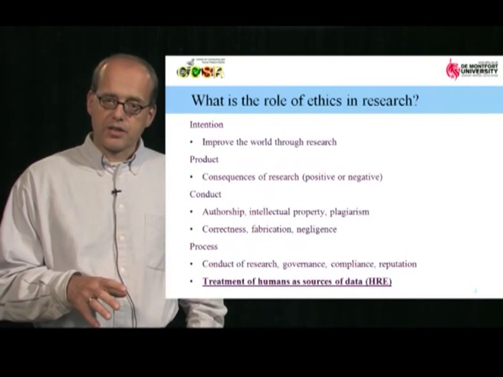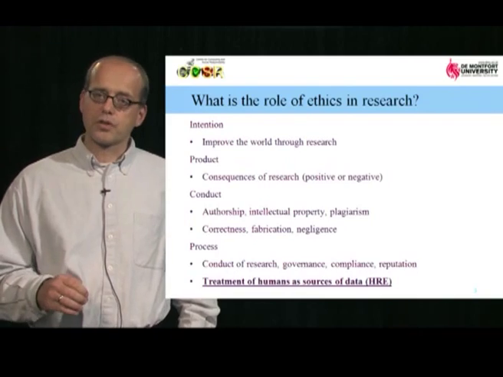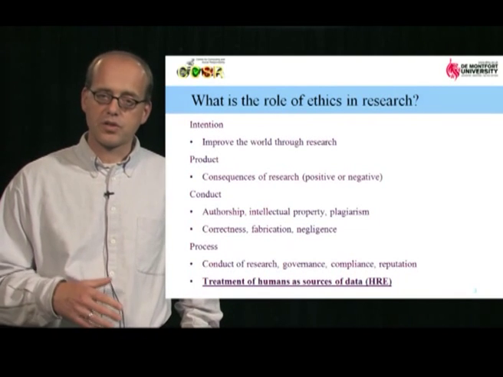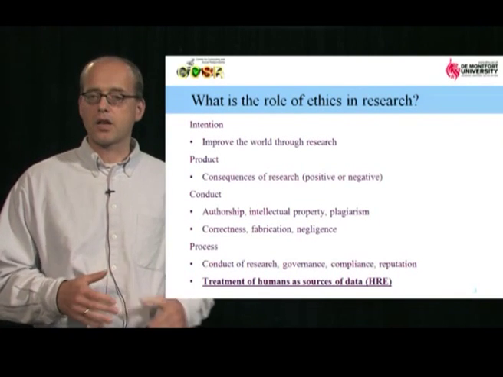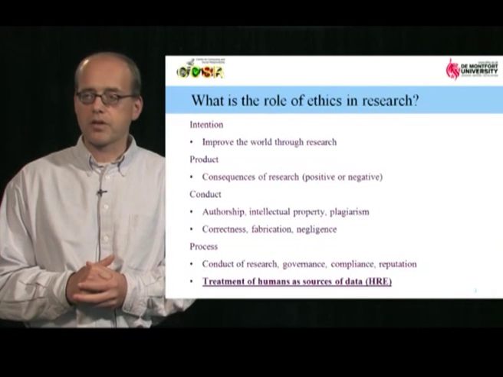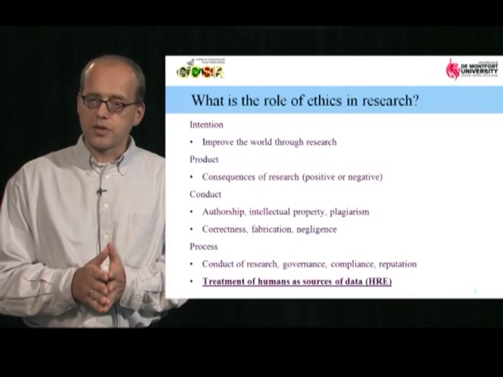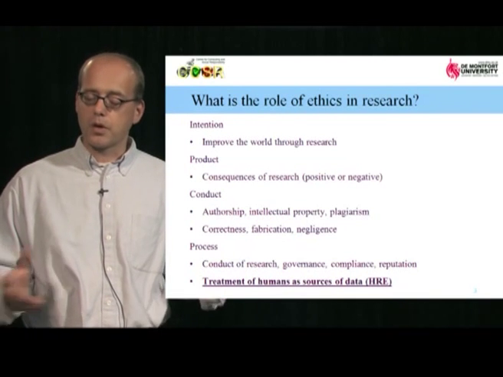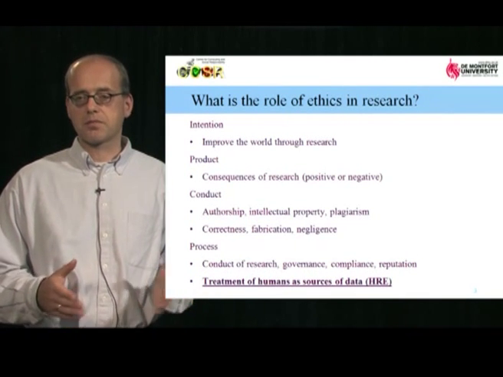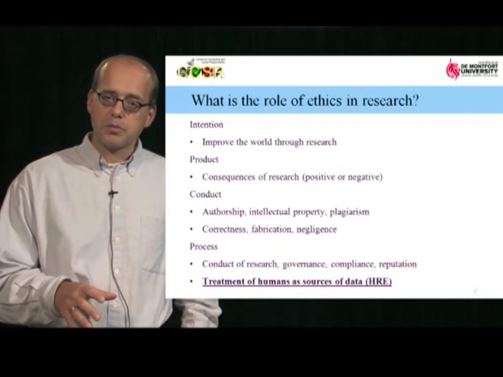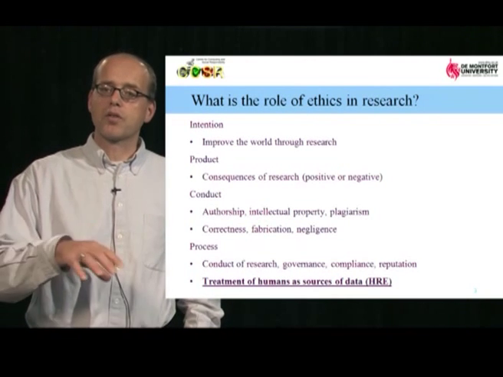There are a lot of ethical issues surrounding the conduct of research. So as a researcher, you can do certain things which are considered right or wrong. And the obvious examples that all students should be aware of are issues around authorship, intellectual property, plagiarism. Now, every student should know that they're not supposed to plagiarize, and partly because that's considered a bad thing for a variety of different reasons.